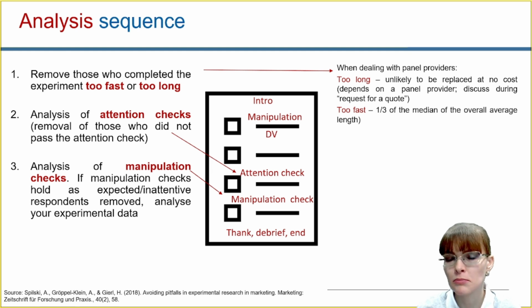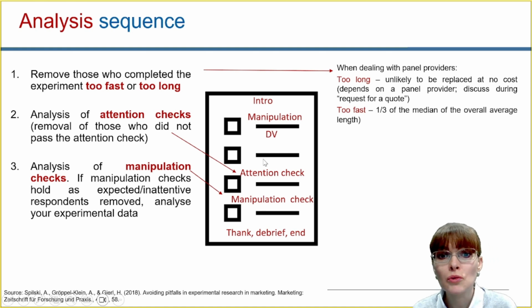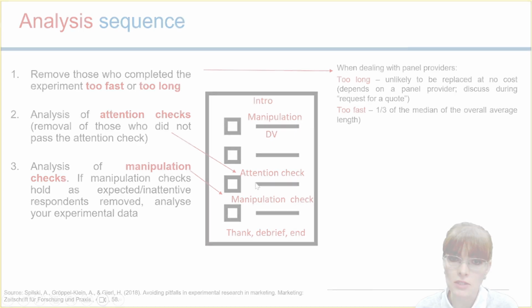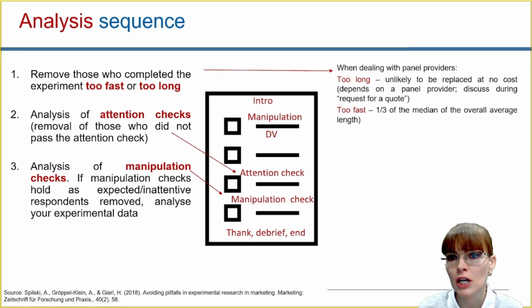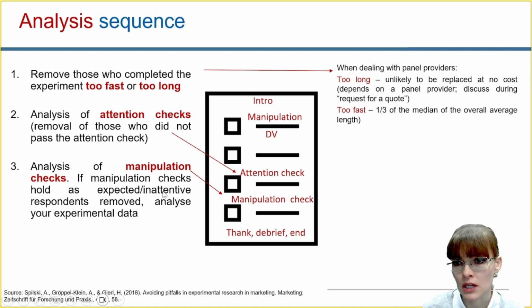My personal preference is to start with the attention check, because if you move all the way to the analysis of the manipulation check and then move to the attention check analysis and realize that you have to remove several people, you're basically wasting your time, because you have to go through this step again before you can move on to the analysis of the manipulation checks. So do not waste time. In research, time is always of the essence.